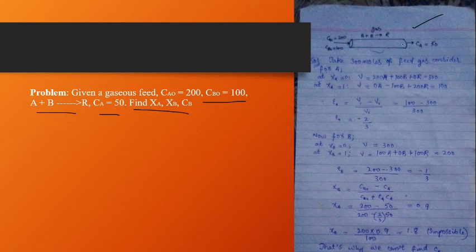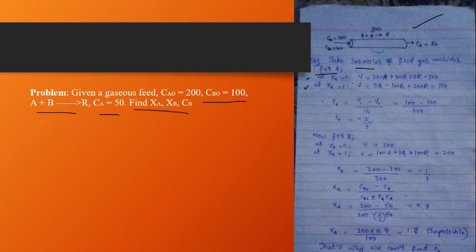In this figure we introduce different feeds, that is CA0 and CB0, and the desired product CR will be equal to 50. Firstly we assume the total number of moles of feed gas at the introduction point, that may be 200 and 100. If we combine these two values we get 300 moles of feed gas. Then for component A, we have to find the volume of fluid at xa equals 0, and at xa equals 1.